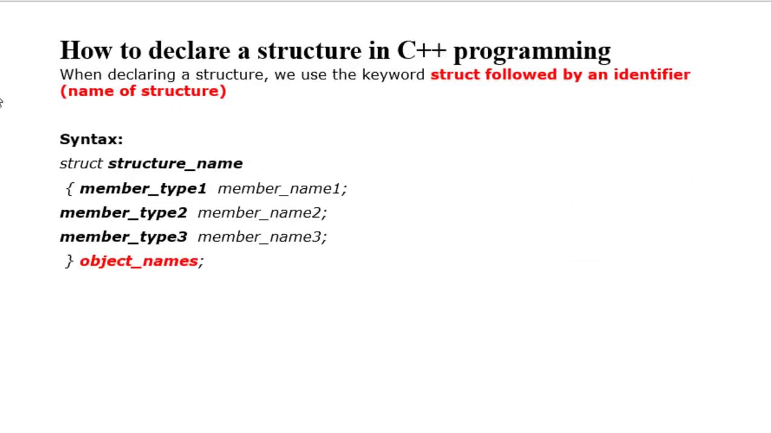Now let's see how to declare a structure in C++ programming. When declaring a structure, we use the keyword struct followed by an identifier, which is the name of the structure. Here is the syntax.